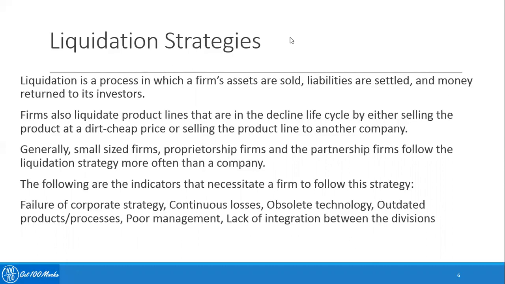The following are the indicators that necessitate a firm to follow this strategy: failure of corporate strategy, continuous losses, obsolete technology, outdated products or processes, poor management, lack of integration between the divisions. So that was all about retrenchment strategy.